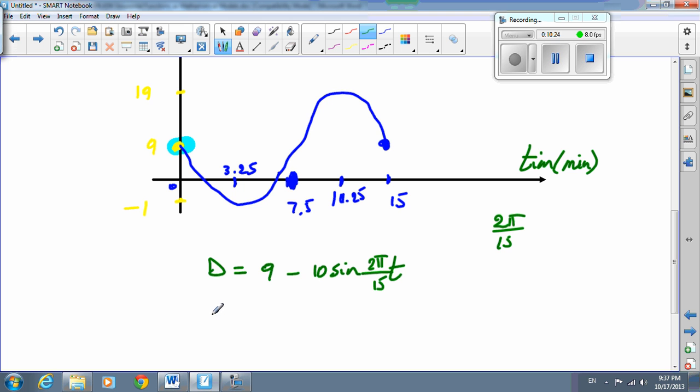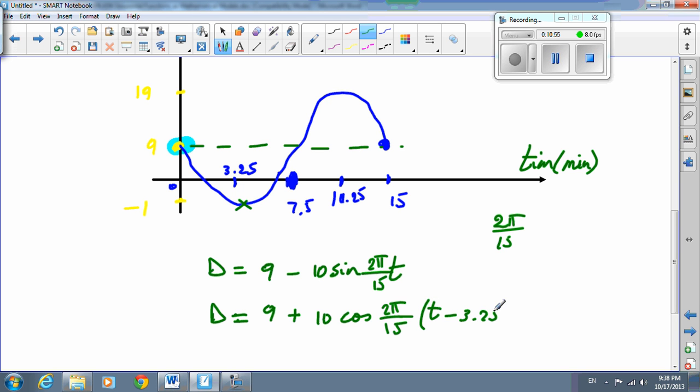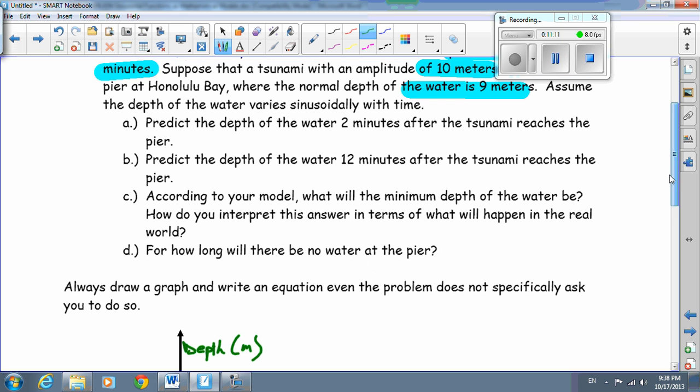I believe this is the simplest way to find the equation, but you can also find the cosine equation, and that will be 9 plus 10 cosine of 2 pi over 15, with t inside the parentheses, knowing that my dotted line, the midline, is at 9. I can use the 3.25 or the 11.25. Let's pick this point, and I will say t minus 3.25, and it's not going to be plus here because I'm picking a point below, so I will turn that plus into a minus, and that will give me a different equation. It's up to you which equation you want to use. I prefer the first equation, so plug this into your calculator. To predict the depth of the water 2 minutes after the tsunami, you should get 1.569 meters.